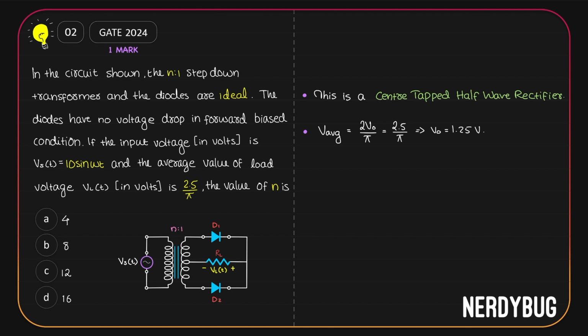Let's look at the question again. Input is 10 sine omega t, which means its maximum value is 10. So we are giving 10 volt here, but we are getting 1.25 volt here. If the transformer steps down 10 volt to 1.25 volt, that means 10 by 1.25 should be equal to n by 1, or n is 4. Option A is the correct answer.